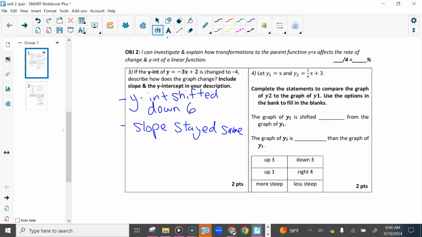Okay, and then for number 4, now we're comparing our original, which is what we usually do, to this new equation, and we're completing the statements. The graph of y2 is shifted, we're using this box, from the graph of y1. Which of these would be the correct answer?